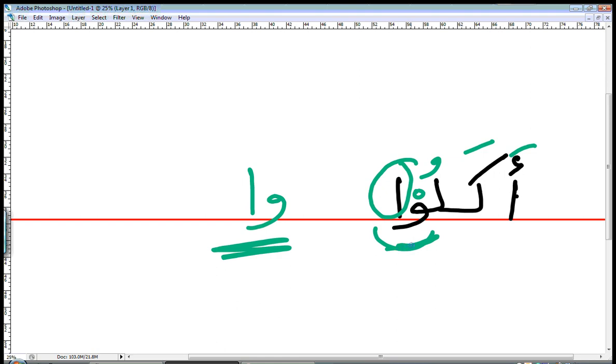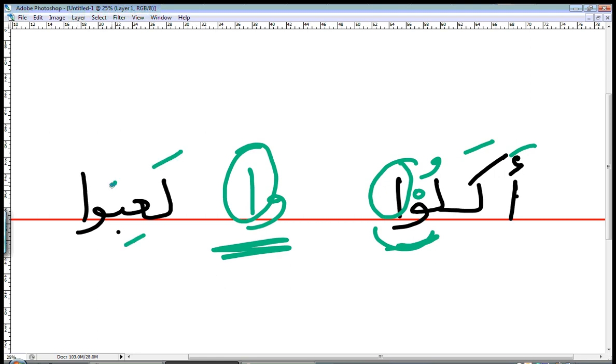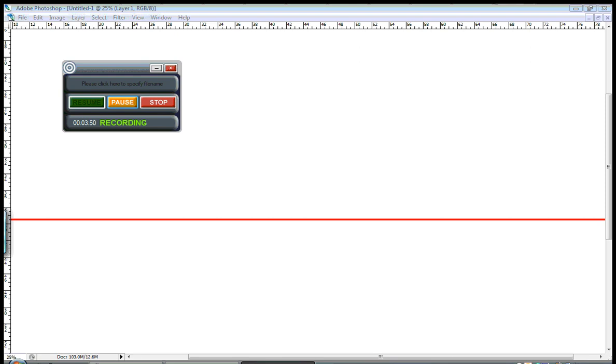Maybe that's a lot of details to know, but anyway, when you see waw alif at the end of a verb, you usually do not pronounce this alif, so it's akalu. Another word would be la'ibu, which means they played. I did not pronounce the alif, so it's not akalawa or la'ibawa. No, it's akalu, la'ibu. That's one more down.